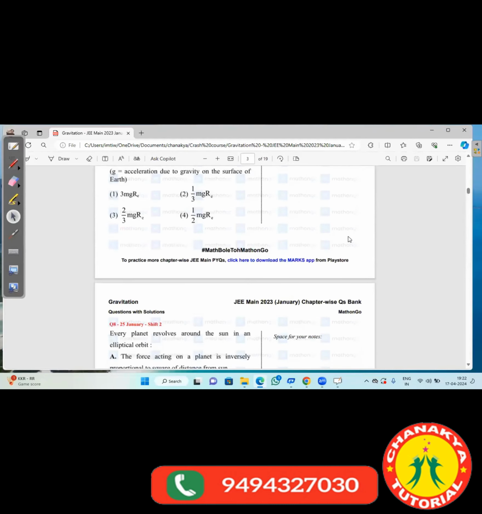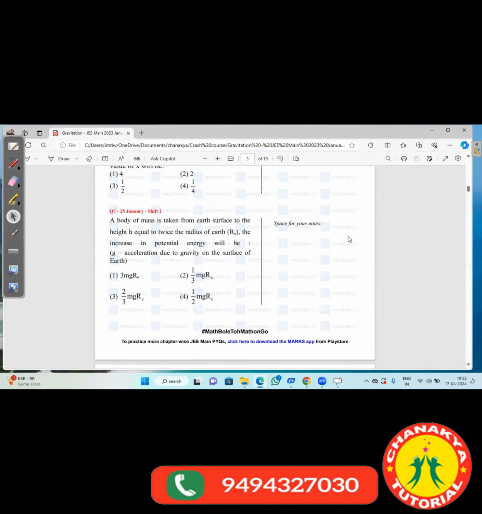So I think this was the question. A body of mass m is taken from Earth's surface to the height h equal to twice the radius of Earth. The increase in potential energy will be. So what will be the increase in potential energy? They have given g as acceleration due to gravity on the surface of Earth. That is g. And we have to find out this.